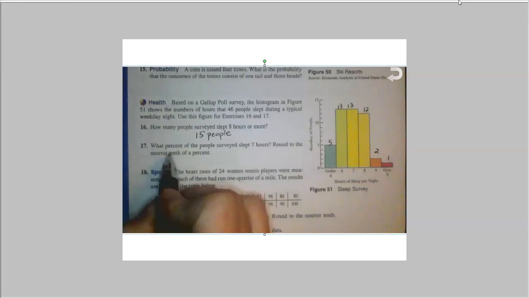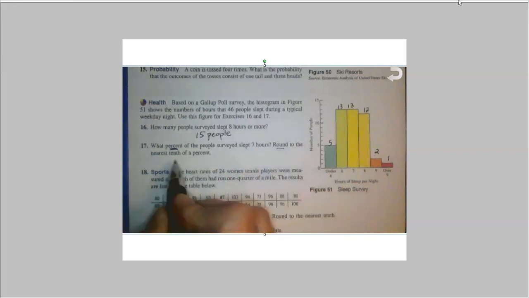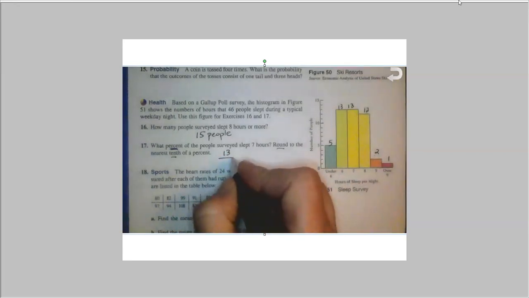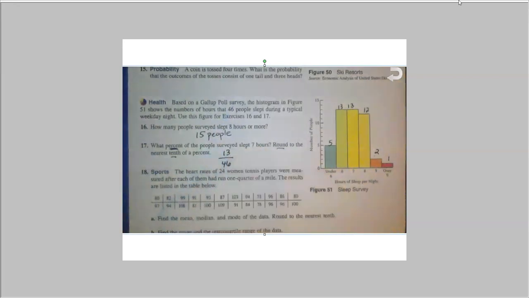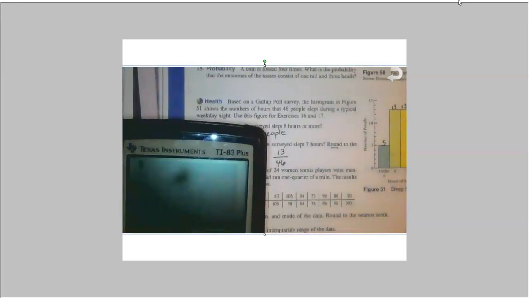And then final question here, what percent of the people surveyed slept 7 hours? Round to the nearest 10th of a percent. So how many slept 7 hours? Right here, 7 hours goes up to 13. 13 people slept 7 hours out of a total of 46. Okay, so there's my fraction. So now I'm going to come over here, 13 divided by 46.